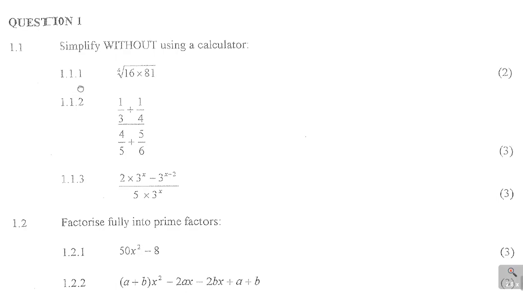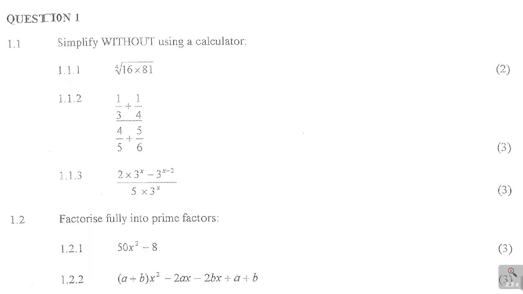Now let us look at question number 1 in this paper. It says 1.1, simplify the following without using a calculator. So here, as you can see, similar questions are still asked, to simplify without the use of a calculator, and this is 2 marks. The first one says the 4th root of 16 times 81.